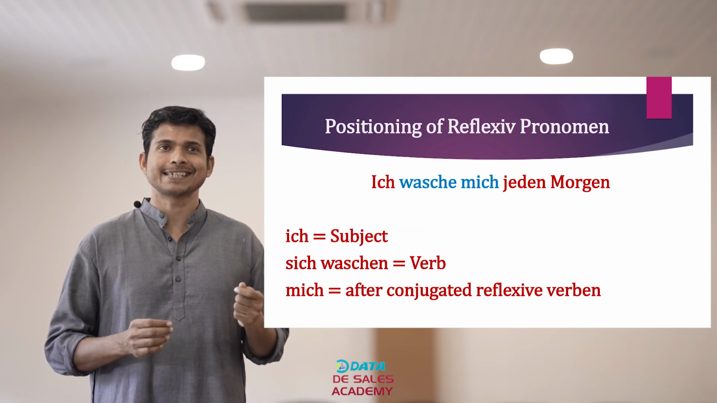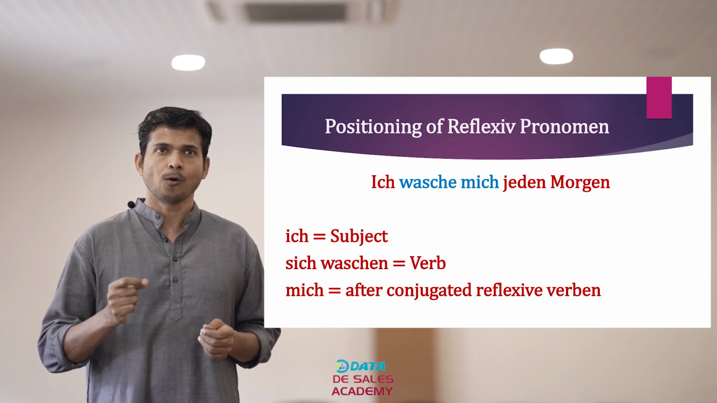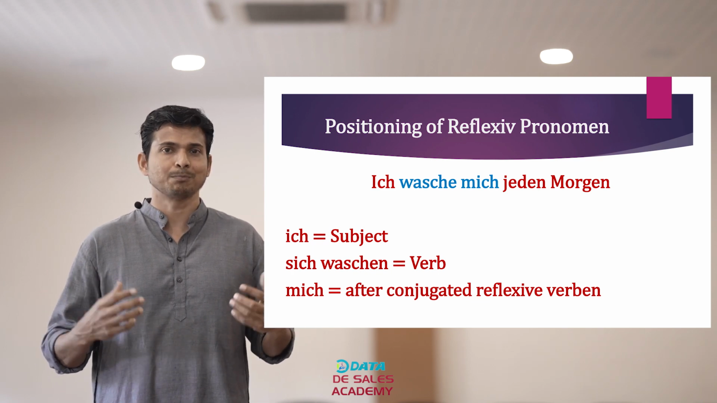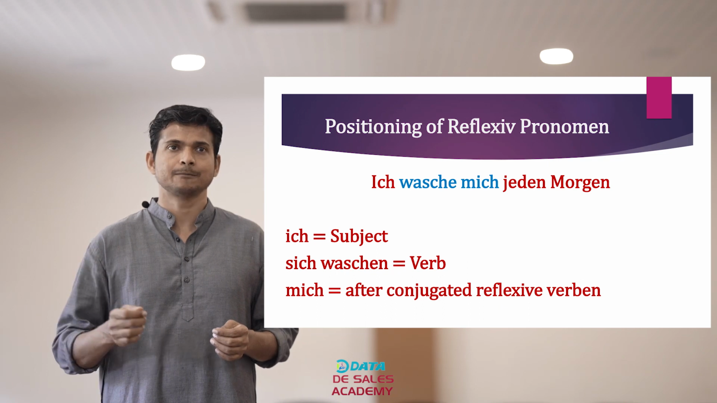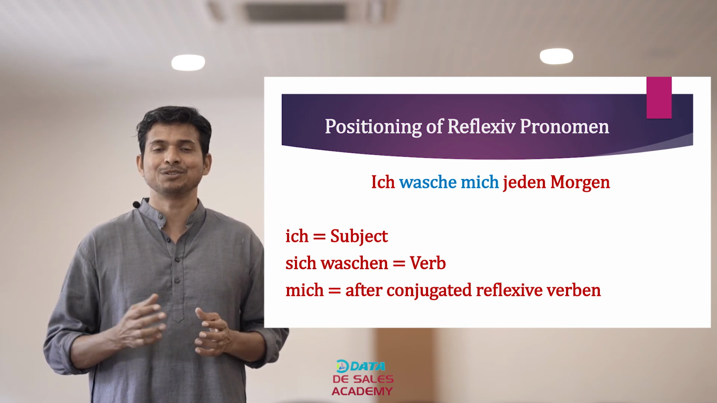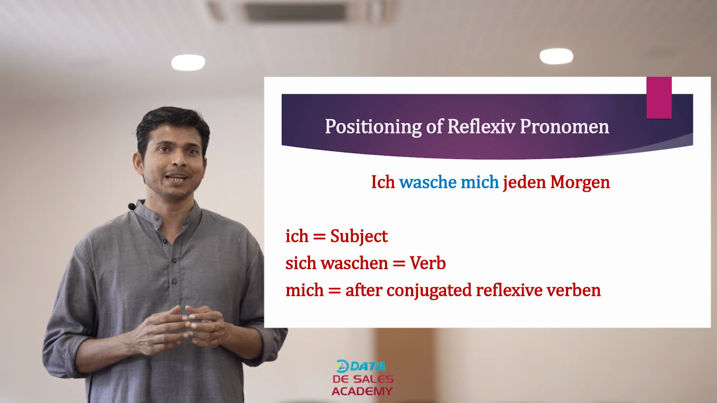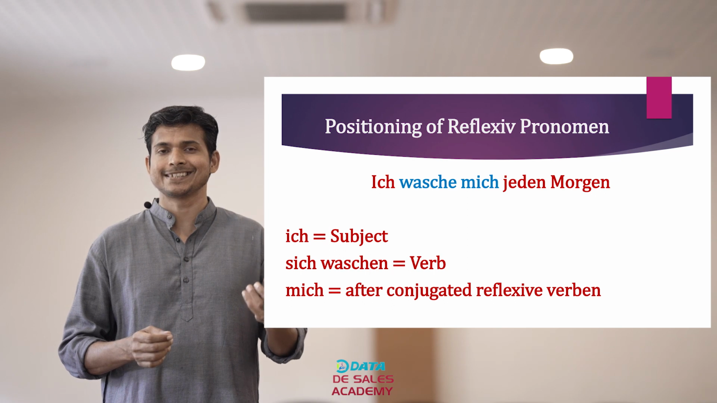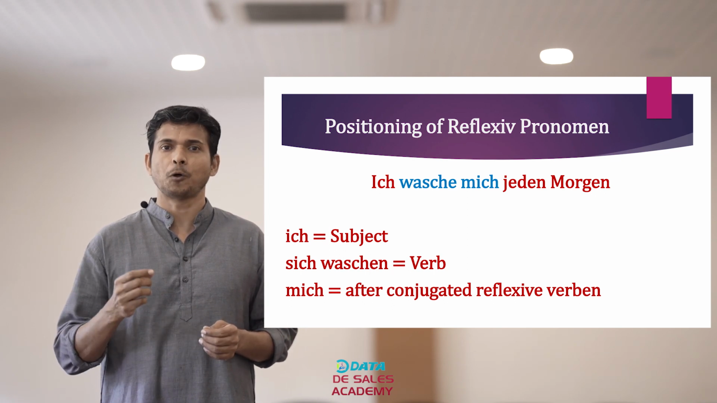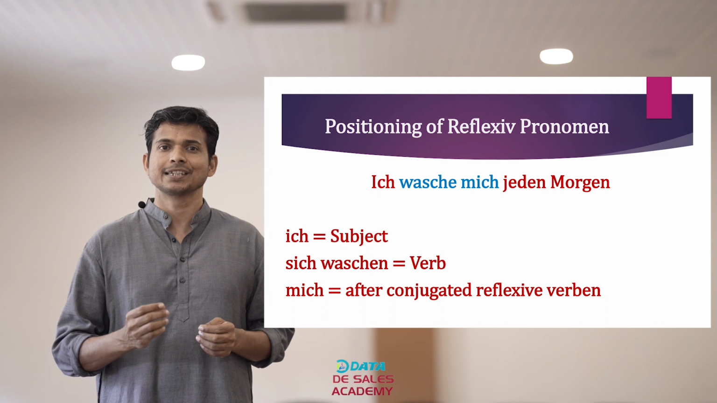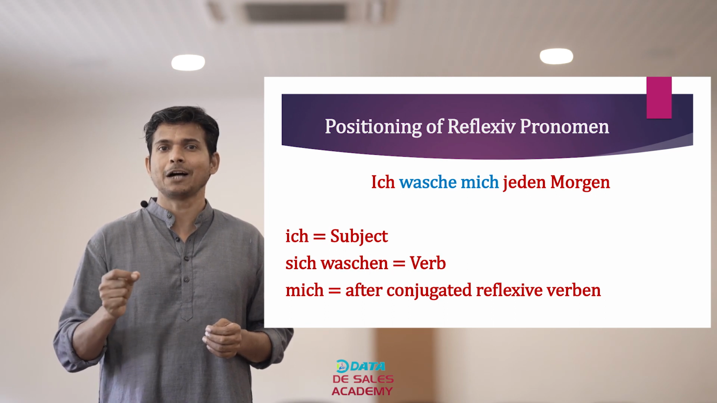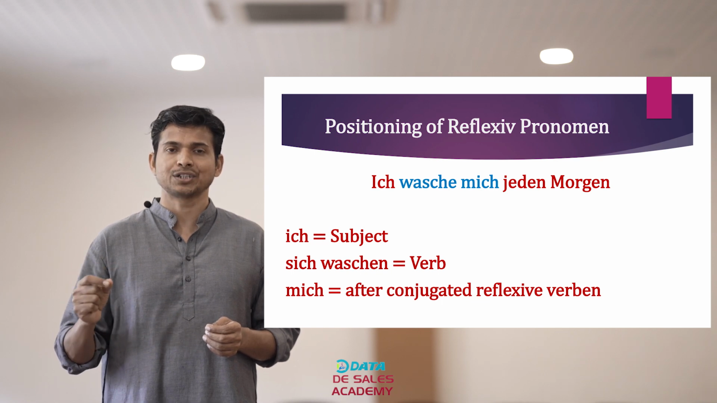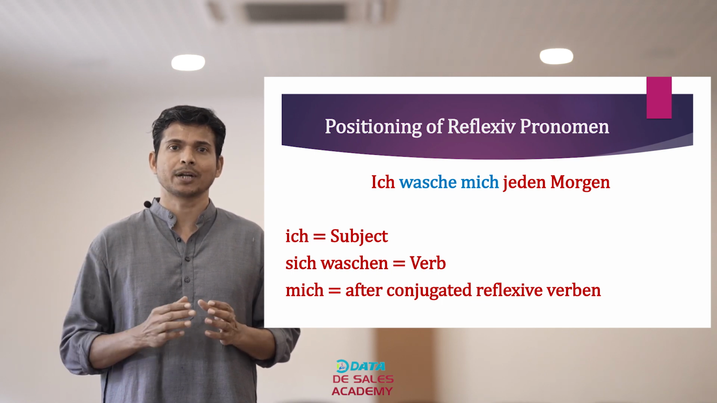Let's look at the second sentence. Ich wasche mich jeden Morgen. I wash myself every morning. Here, ich is subject and it is placed in nominative case. Sich waschen is the reflexive verb used in this sentence, and mich is object, and this direct object is placed immediately after the verb sich waschen. Ich wasche mich jeden Morgen.